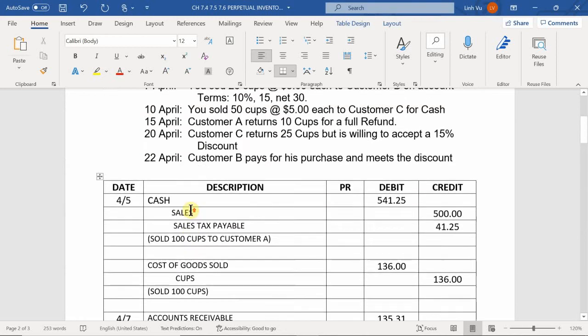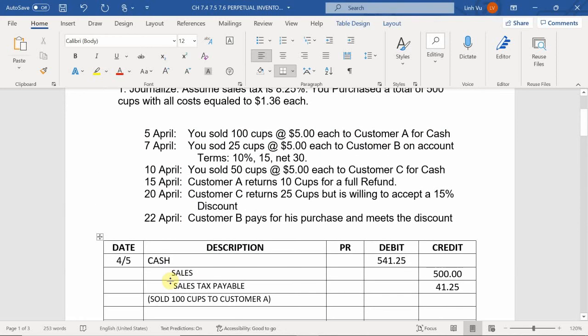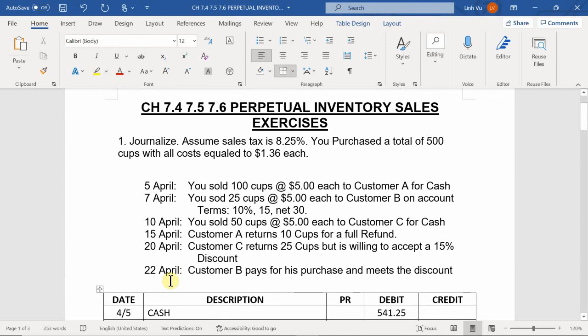Okay. Last thing we have here is that it's April 22nd. Customer B decides to pay his purchases and he meets the discount period. Let's take a look at what discount we gave him. We sold 25 cups to customer B on account. We gave terms 10/15, net 30. So exactly 15 days, because 7 plus 15 gives you exactly 22. So he made the discount period. Therefore, we need to calculate how much 10% is to take off of his original sales price.